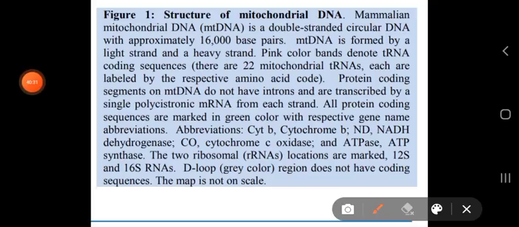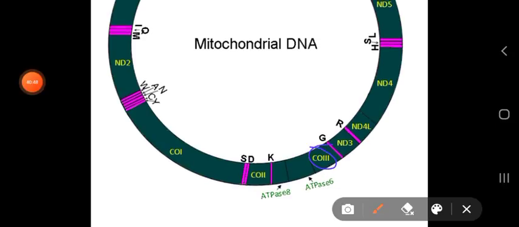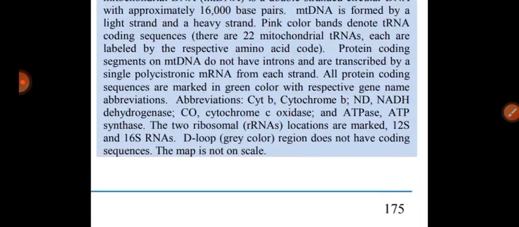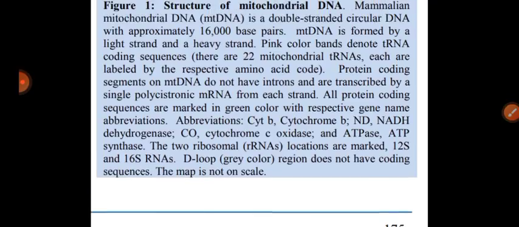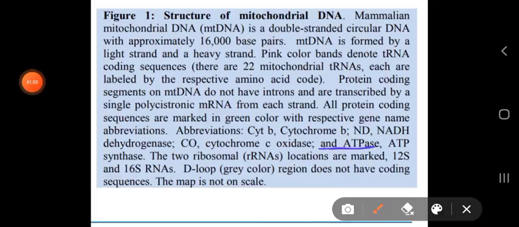Then comes CO. CO represents cytochrome C oxidase. That means that particular site of the mitochondrial DNA will code for the cytochrome C oxidase enzyme. You can see here CO3, CO2, CO1. This represents cytochrome oxidase. And there is also the ATPase gene, which will encode ATPase, which is ATP synthase.